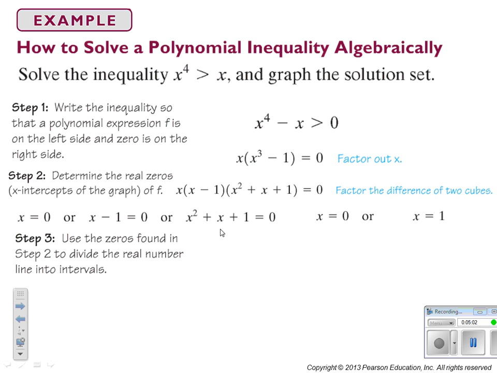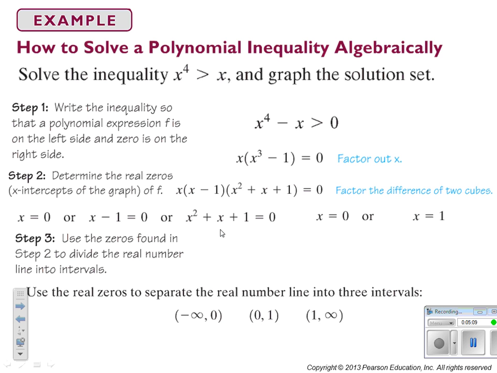Then we use the zeros that we found to divide the real number line into intervals. So we know that from negative infinity to 0, something's going to happen, from 0 to 1, and from 1 to infinity. The endpoints are not included, so we cannot equal, and that's why these are parentheses and not brackets.